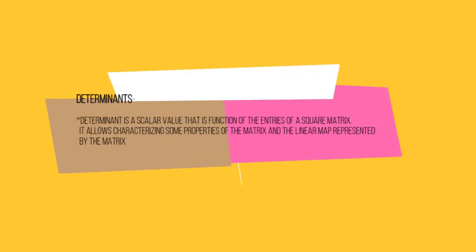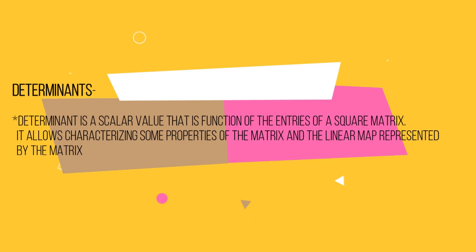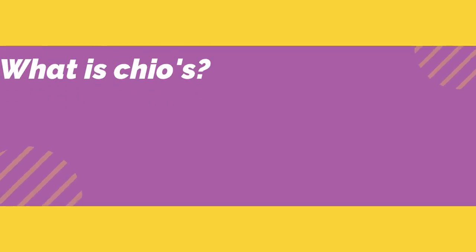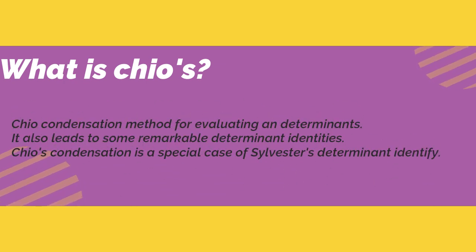What is a determinant? A determinant is a scalar value that is a function of the entries of a square matrix. It allows characterizing some properties of the matrix and the linear map represented by the matrix. And the last is Gauss. What is Gauss? Gauss's condensation is a method for evaluating determinants. It also leads to some remarkable determinant identities. Gauss's condensation is a special case of Sylvester's determinant identity.